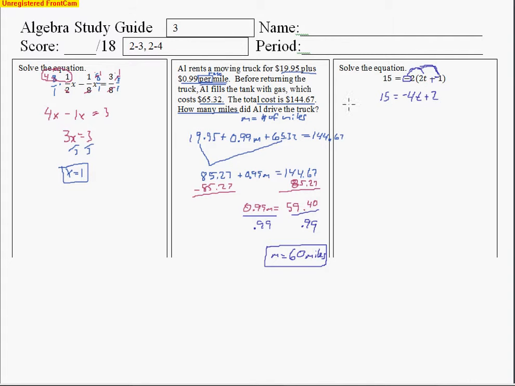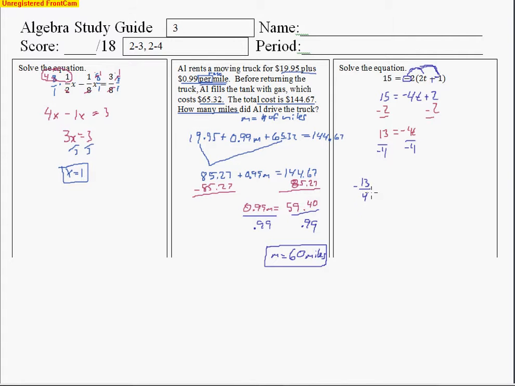And then I go ahead and start doing some opposite operations. I'm going to subtract the 2 from all sides, and I'm left with 13 equals negative 4t. So I get to divide now. Divide by negative 4. And I'll just leave the answer this way.